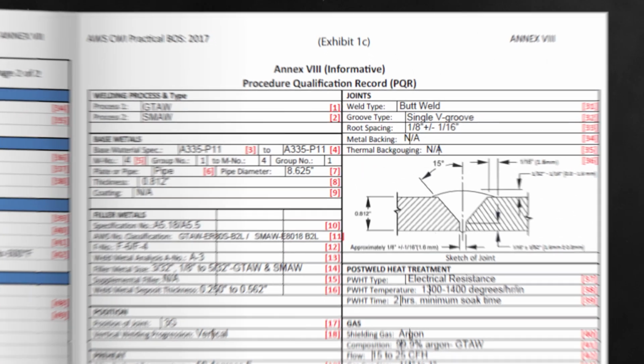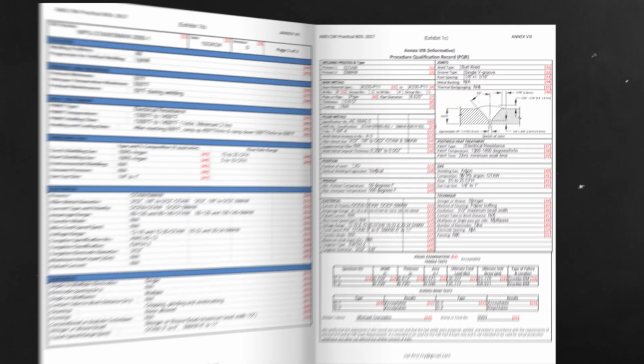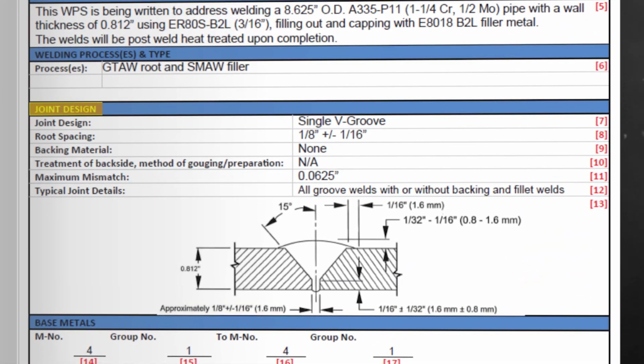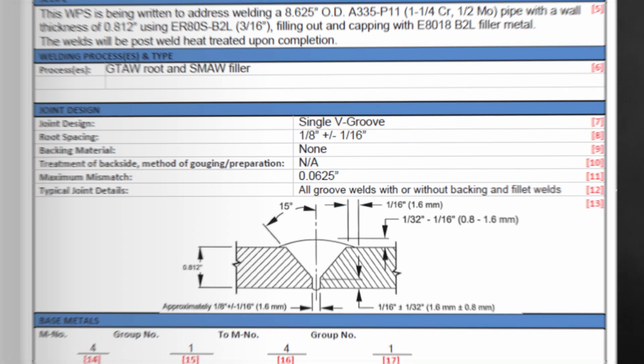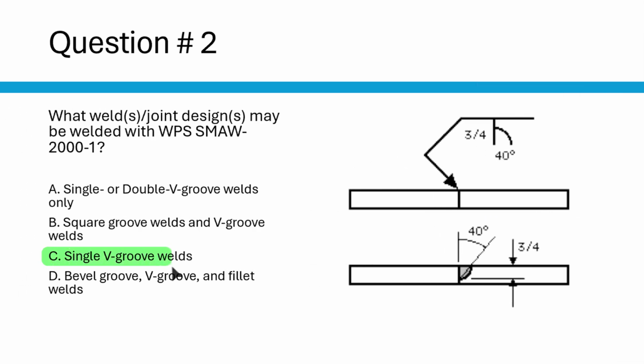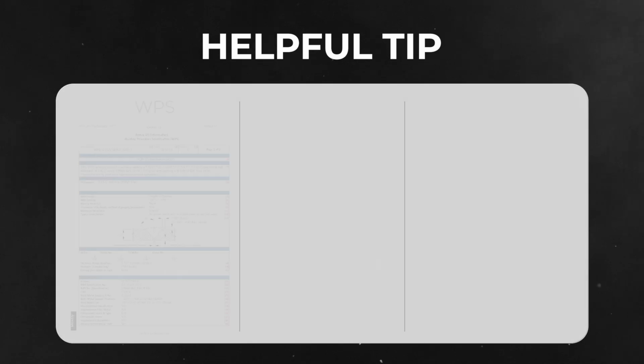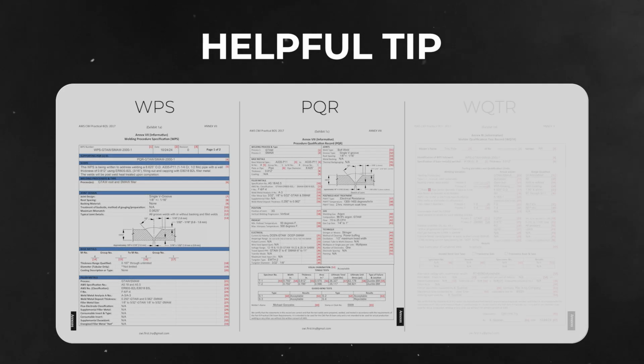Okay, so for this question, I would again start by reviewing the PQR. So let's pull up that document and go to the section that calls out the joint design to verify what type of joint it was qualified to. So under groove type, it clearly shows a single V-groove. Next, I will check the WPS under joint design to ensure it also lists a single V-groove. So it looks like we confirmed that it also states single V-groove. So both documents align, so the correct answer is C, single V-groove welds. One good tip is to ensure that you know where to find all the information on the WPSs, PQRs, and the WQTRs.